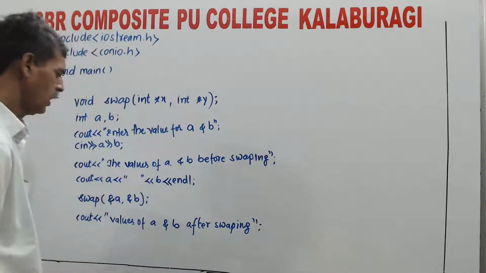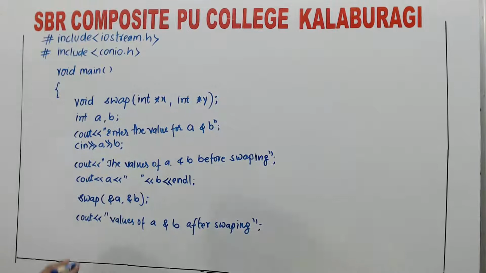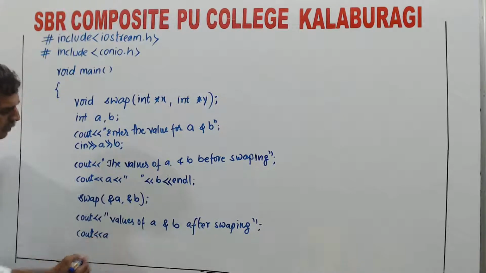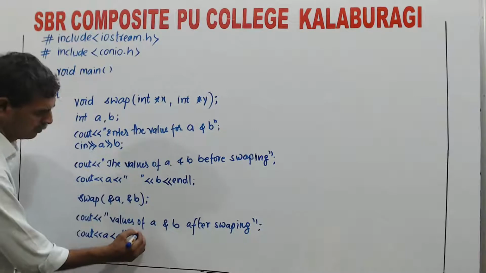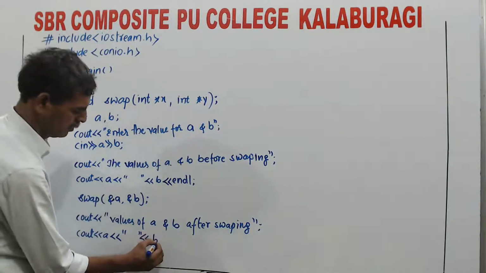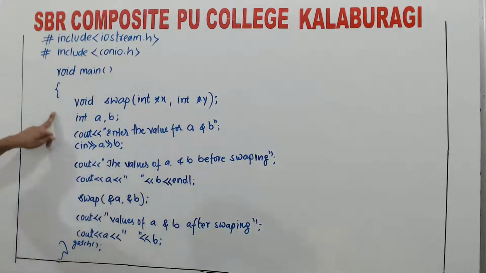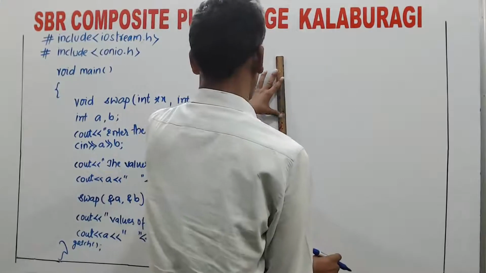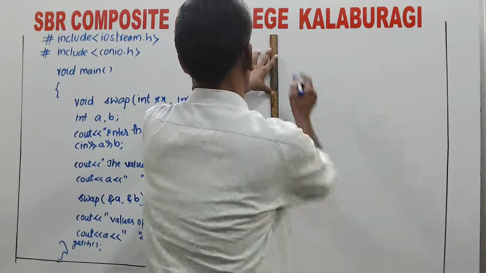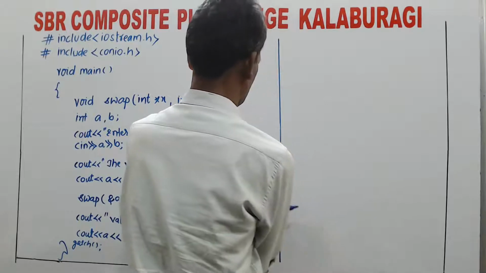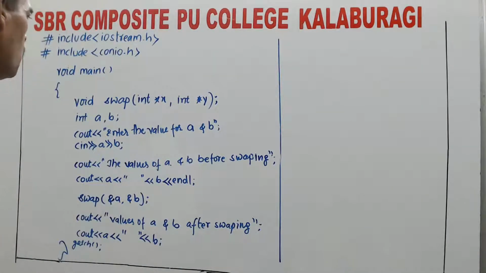Changes after swapping, cout a, b. Okay, getch. Close the function. This is the end of the function main. Here I'll write the function swap.